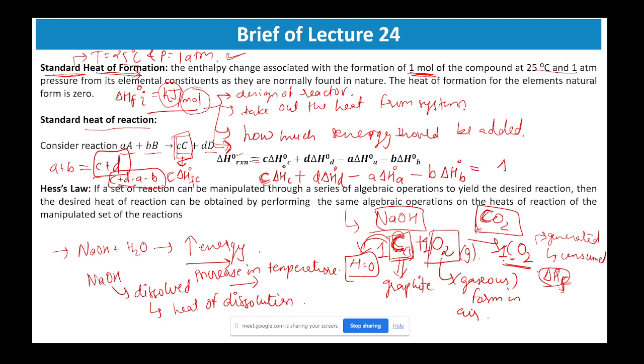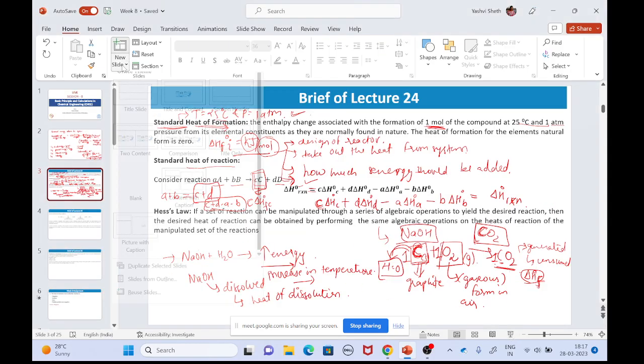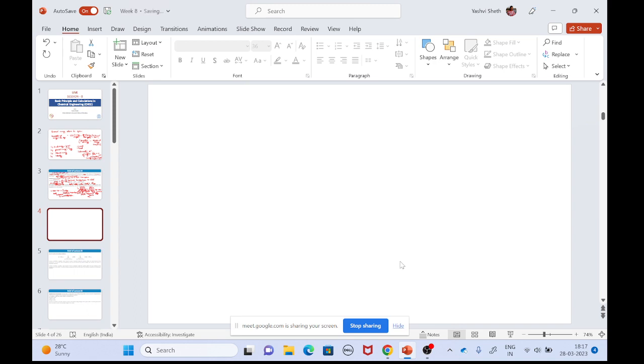So this is nothing but the standard heat of the reaction which is mentioned here. So yeah, this is how you can write the standard heat of reaction for any system or for any reaction. Now there are many reactions in which, say for example, A plus B gives C plus D.